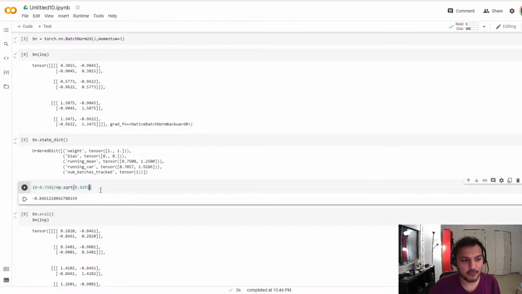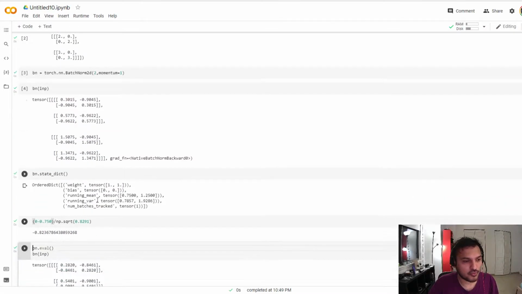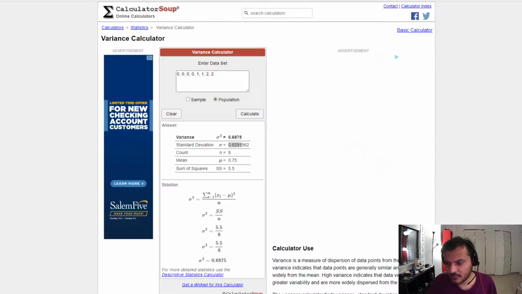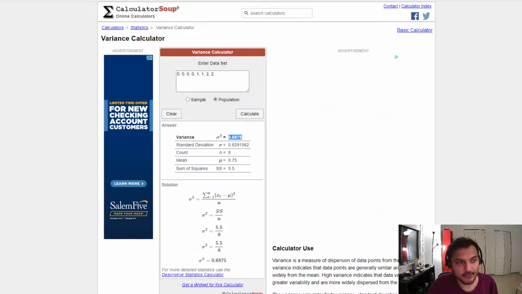And now when I perform the computation, sorry, let me see. I computed for this, give me one sec to figure out what. Oh, yeah, I just realized. Sorry. The variance is 0.6875, so I need to divide by the square root of 0.6875.